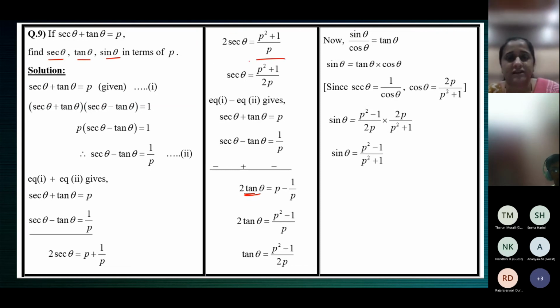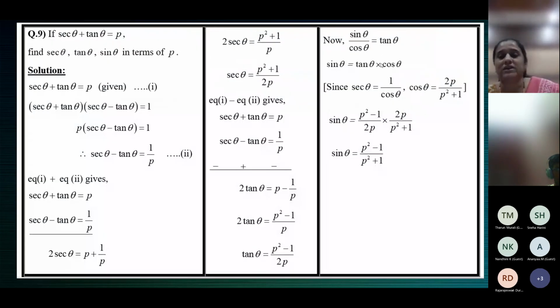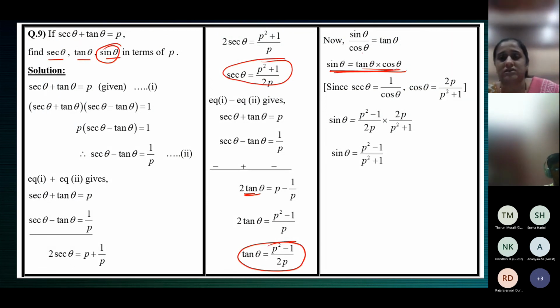You found secant theta in terms of p. You also found tan theta in terms of p. Now you will have to find sine theta in terms of p. So now we know that sine theta by cos theta is tan theta. That means when you cross multiply, sine theta is equal to tan theta into cos theta.